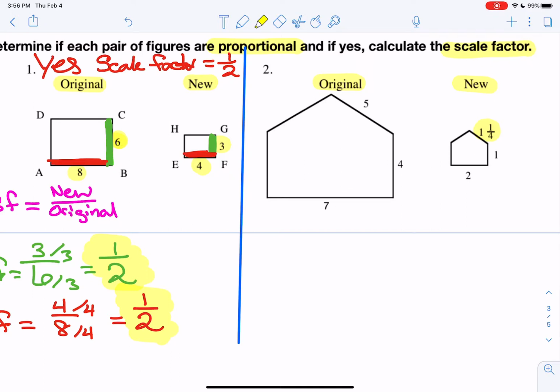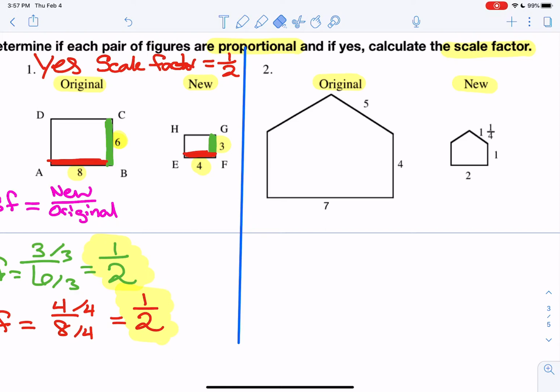And I always recommend choose easier numbers first. That way, if there's an issue and you don't get the same scale factor, you catch it with easy numbers. But if you go through and do the easy numbers first and they all work, then you can save the hard one for last. All right, so let's go ahead and get started.